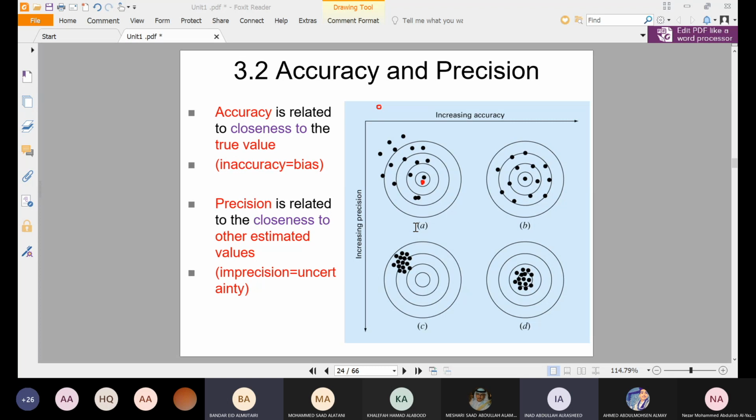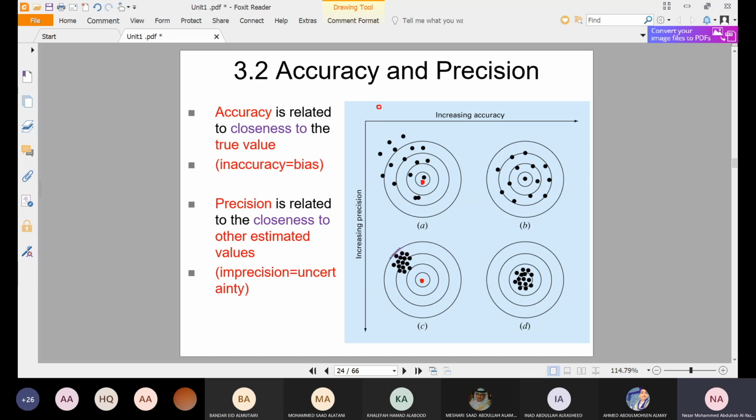Precise but not accurate. Yes, C is precise but not accurate. Okay, precise, guys. Accurate should be near to the true value. The true value is at the center or at the core. If we are near or around the true value, that means we have an accurate result. If your estimations are near to each other, for example, in this case, our estimations are close to each other. How close these estimations are to each other? We call this precise.